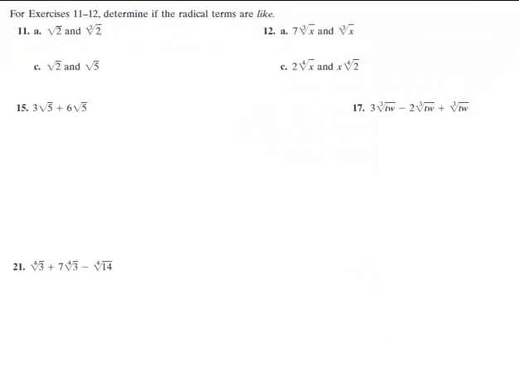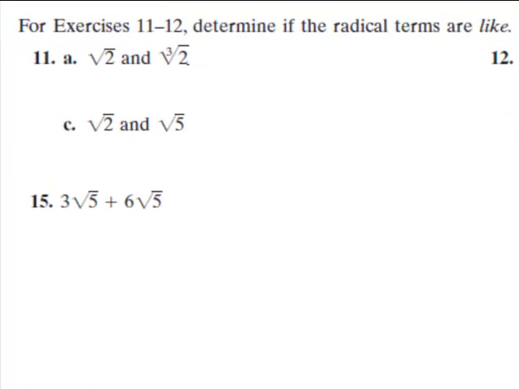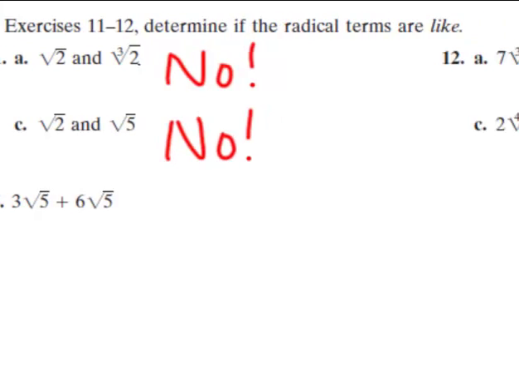So before we do any combining, let's make sure that we know how to tell the difference, if they are alike or not. So for these first couple, all we're going to do is say, are they alike? So A, square root of 2 and the cube root of 2. They are not alike because one is a square root and one is a cube root. C, the next one, square root of 2 and square root of 5. So both of them are square roots, but because they have different things underneath, we still can't combine them.